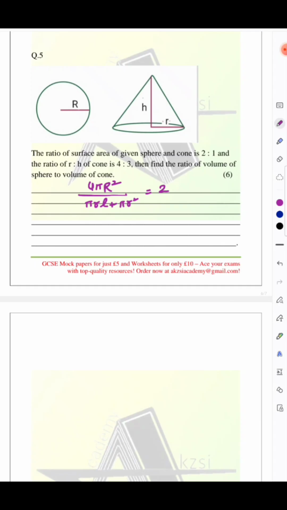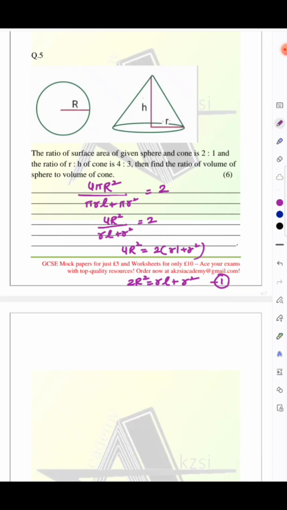I can cancel out pi and pi from numerator and denominator, and I'll be left with 4r squared over rl plus r squared equals 2, or 4r squared equals 2 times (rl plus r squared). Dividing both sides by 2, I'll get 2r squared equals rl plus r squared. Let's say this is equation 1.